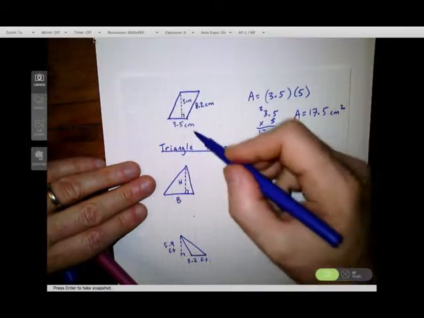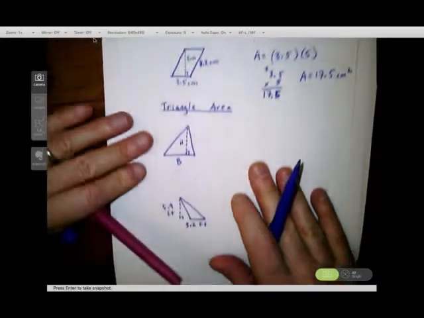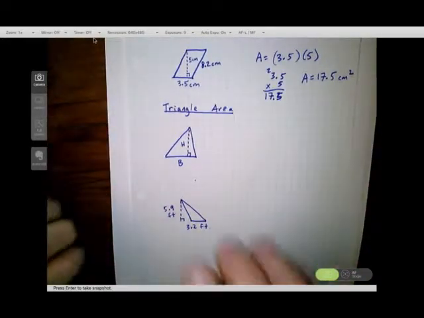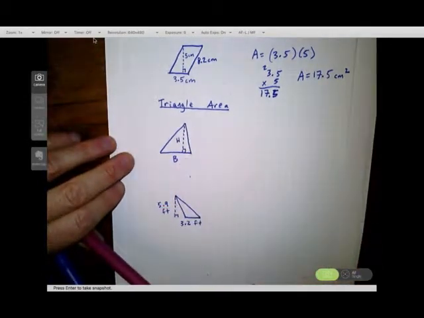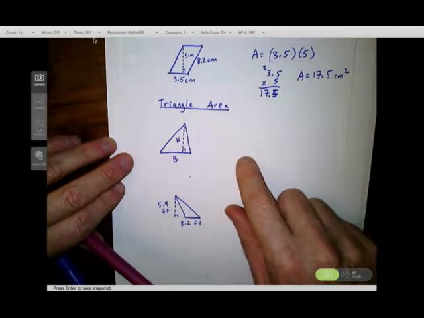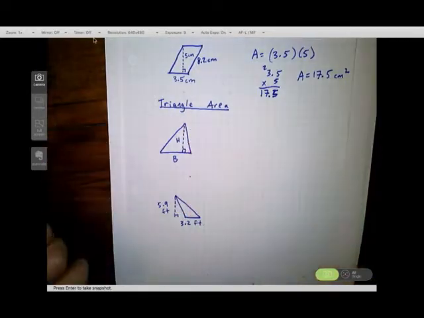Okay, base times the 90-degree perpendicular height. Multiply them together. Okay, now let's think about triangles for a minute. Now, again, if I can go back to something we know, we can figure out the area formula for a triangle. So we know what the area formula for a parallelogram is. Now, what if I can somehow turn this into a parallelogram?